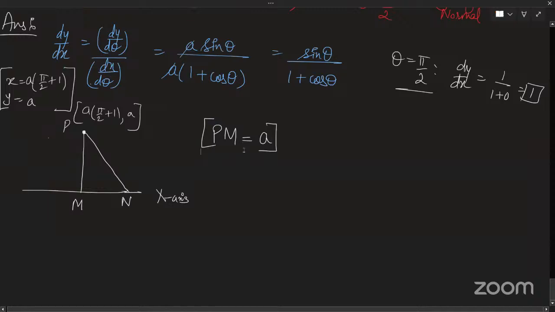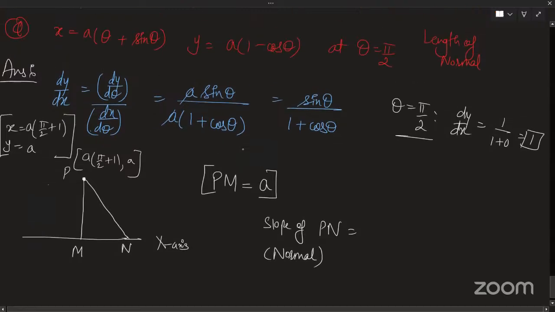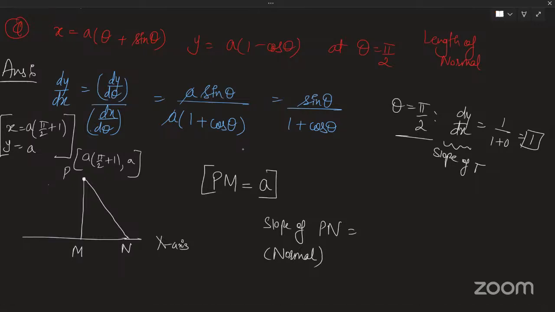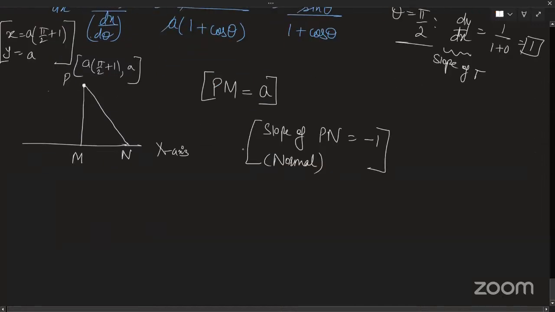So PM is a. Can you tell me what is the slope of PN? PN is my normal. What is the slope of my normal? What does dy by dx mean? Dy by dx means slope of tangent, right? Slope of tangent is 1. So can you tell me what will be the slope of the normal? Minus 1. Great, minus 1. Slope of normal is minus 1, right? So again, what is the angle? What is this angle?